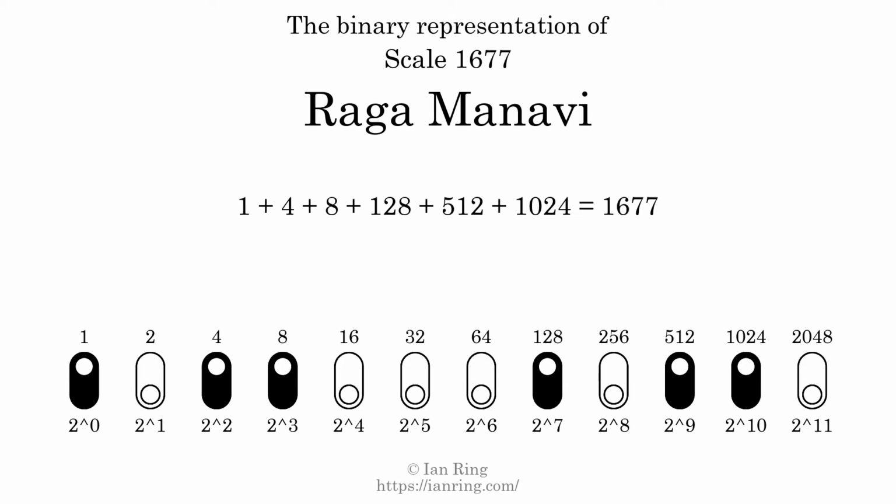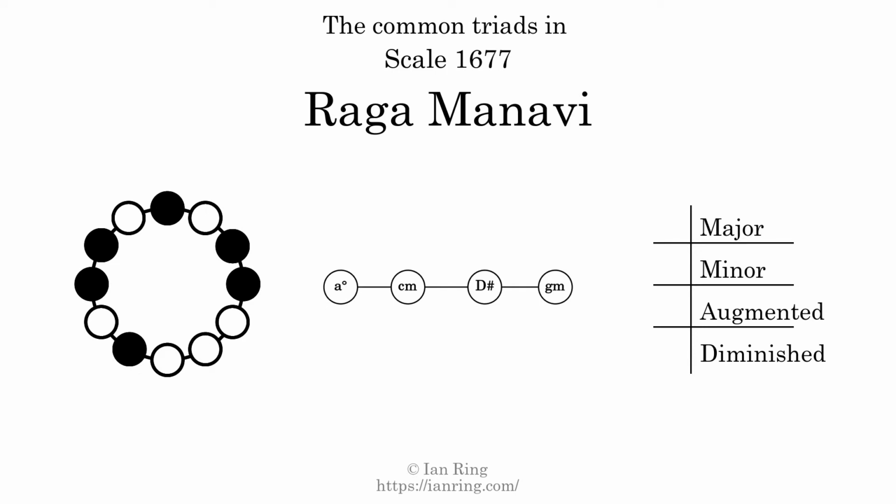1677. The scale number not only enumerates the scale with a unique index, but it also literally describes the tonal content of the scale. Represented as a binary number in base 2, the scale number is 0110100001101. Here are the common triads present in this scale.